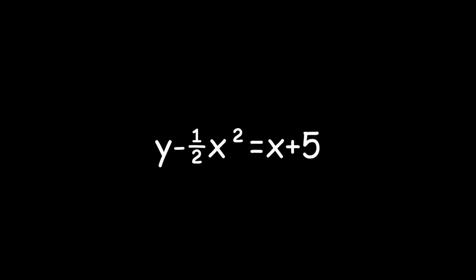Hey, I have returned, Ray Edward here, and this is gonna be the hardest one yet. Kinda like the same process over and over, just bigger numbers. Without further ado, here's our given: y minus 1/2 x squared is equal to x plus 5.